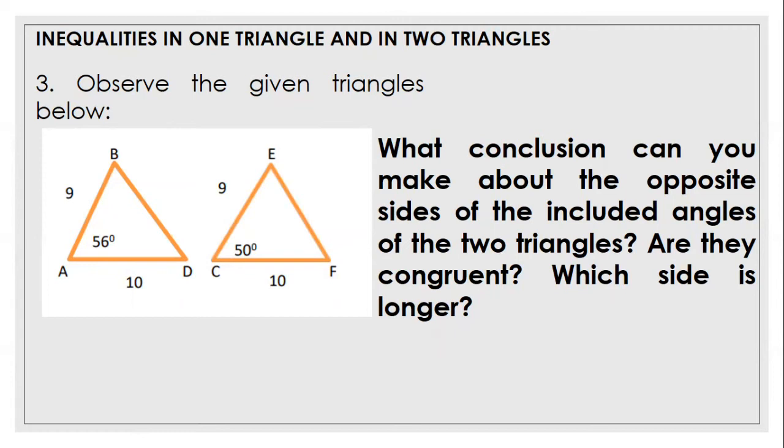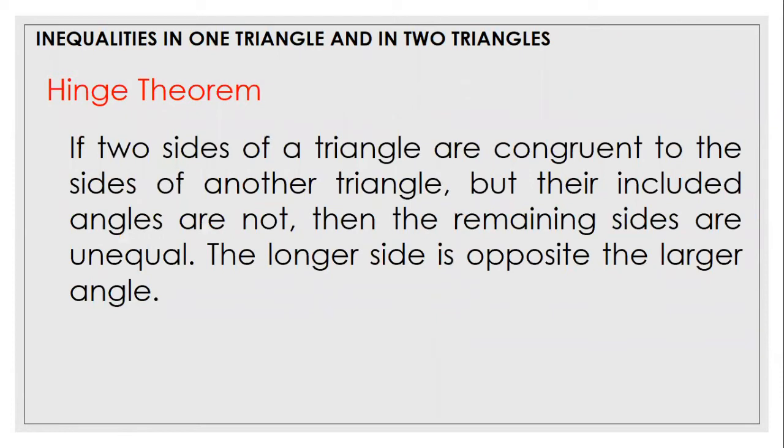So, dito papasok si hinge theorem. If two sides of a triangle are congruent to two sides of another triangle, but their included angles are not, then the remaining sides are unequal. The longer side is opposite the larger angle.